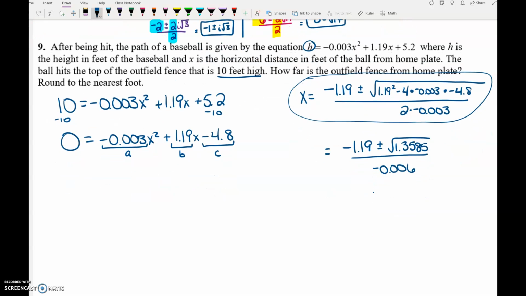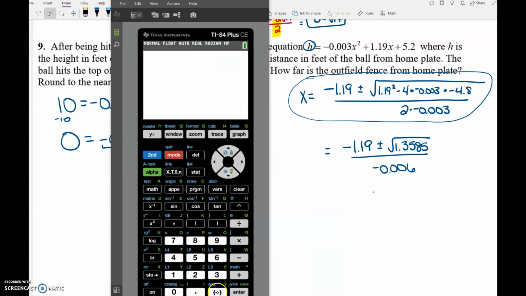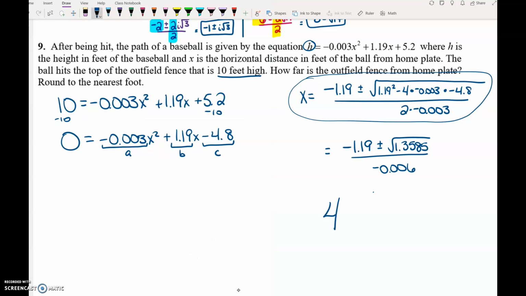Here's how you plug this into your calculator. The first time you use the plus button, negative 1.19 plus the square root of 1.3585, hit enter, divided by negative 0.006, enter. Our first answer is about 4.